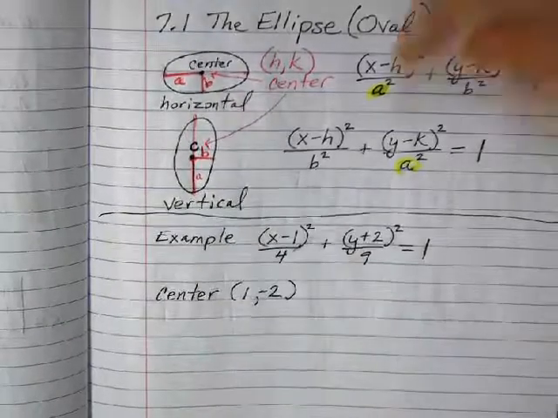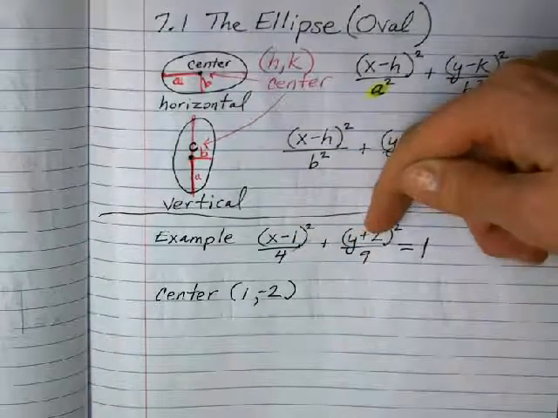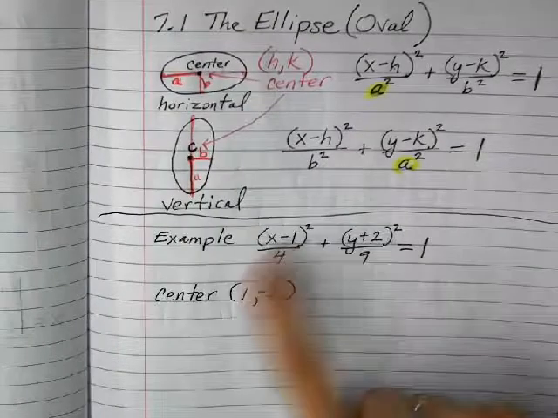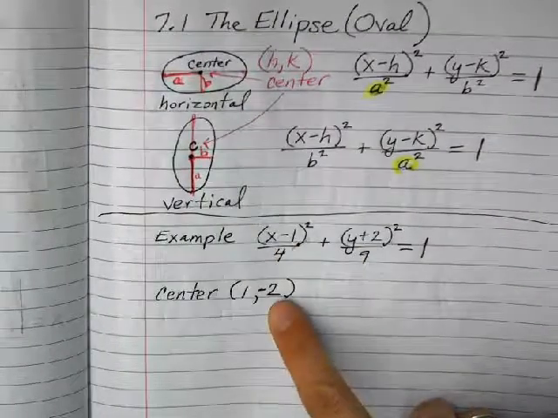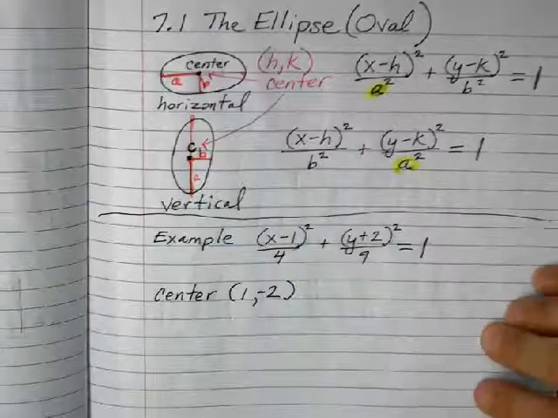See, it's just x minus 1, so it's positive 1. This one says plus 2, so it's negative 2. So notice the sign changes. So it's positive 1, negative 2. That's the center of the ellipse. Okay, now, the bottom numbers.